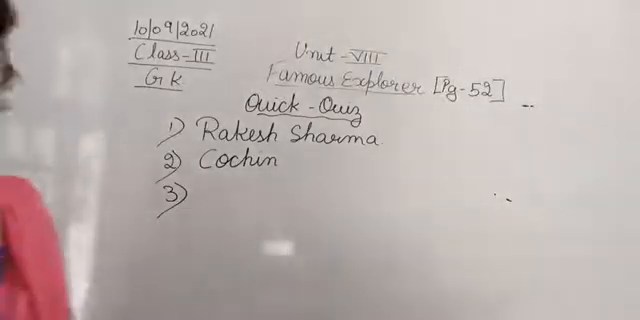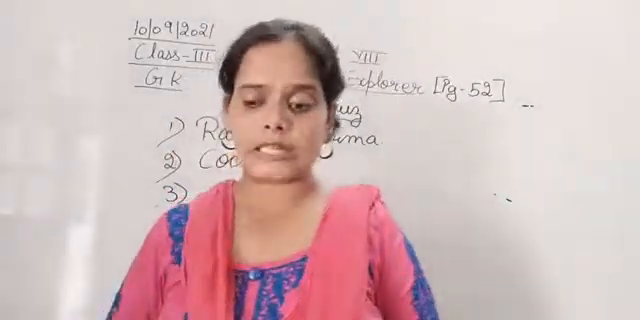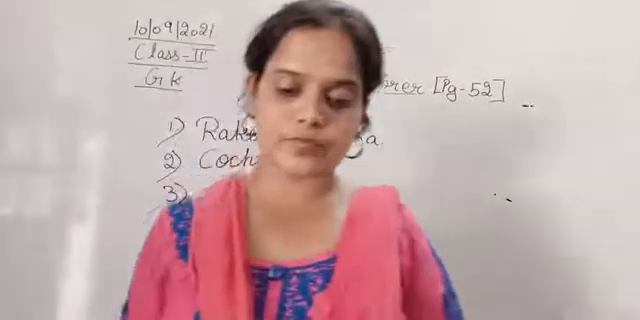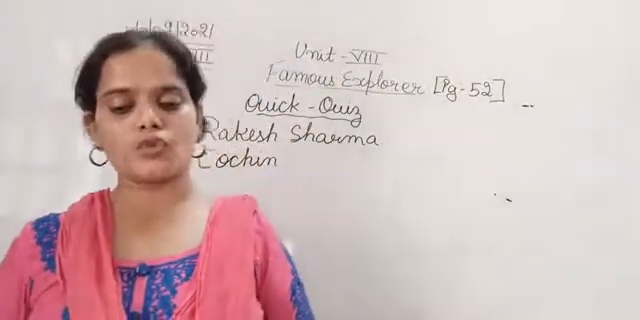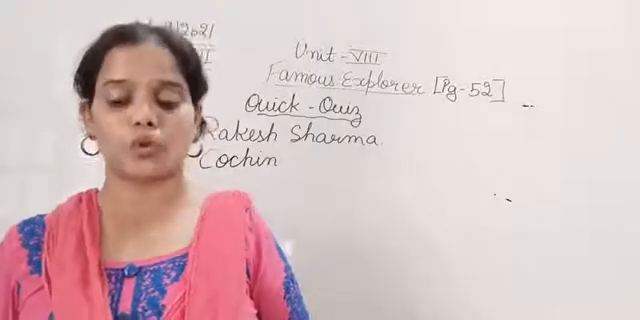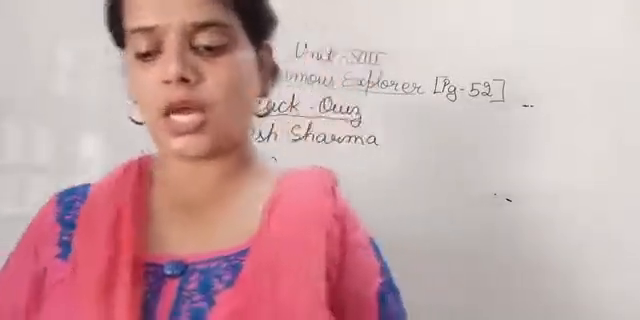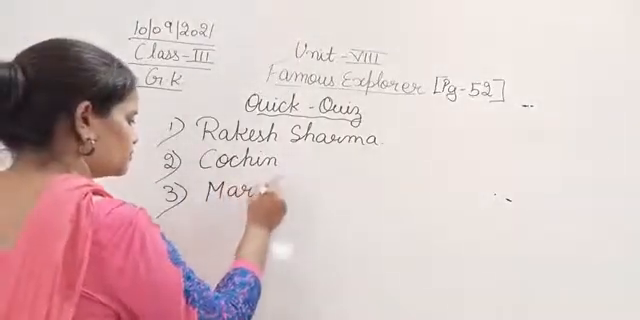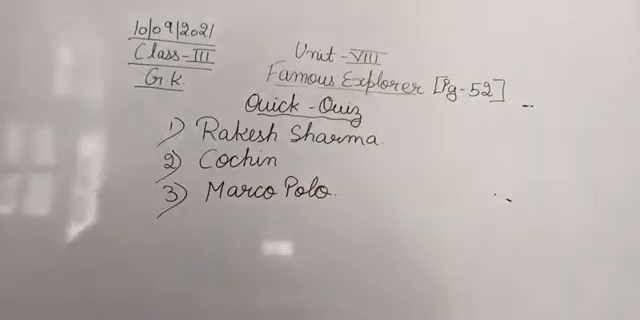Cochin. Third one: which European traveller was one of the first to travel the Silk Route to China? This is the name of a route to go to China. The person must be from Europe, so that's why he was a European traveller. He was the first to travel the Silk Route to China. So he is Marco Polo. So the answer for the third one is Marco Polo.